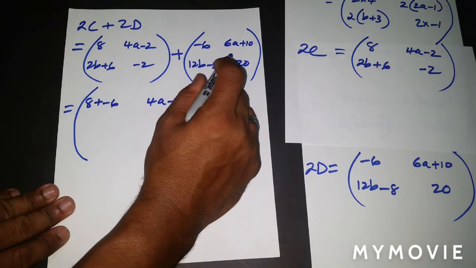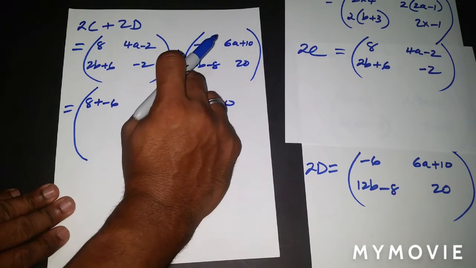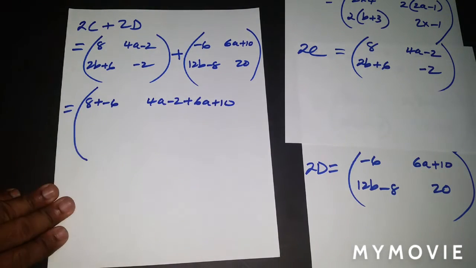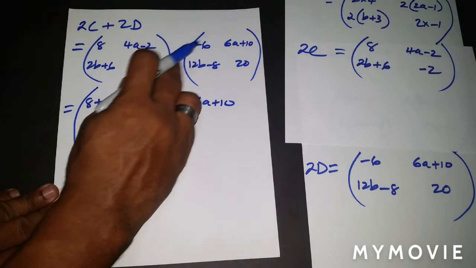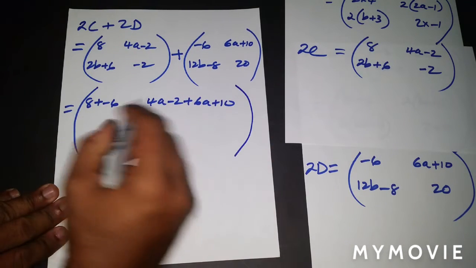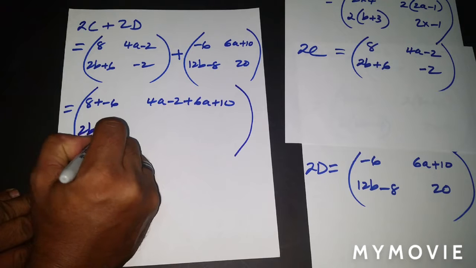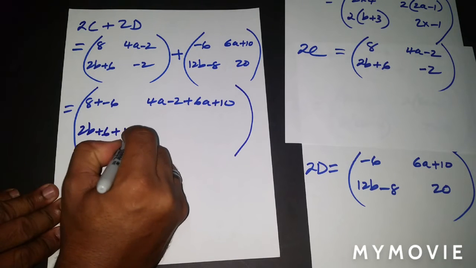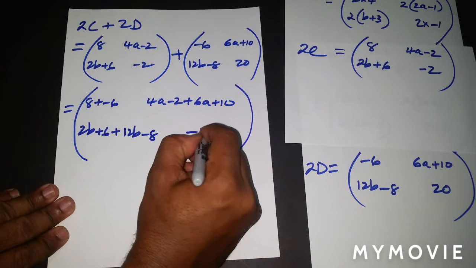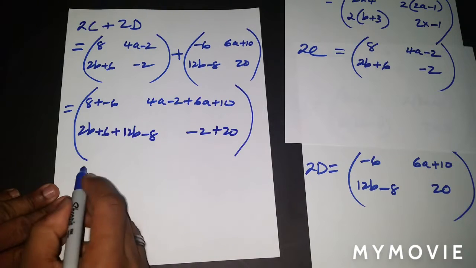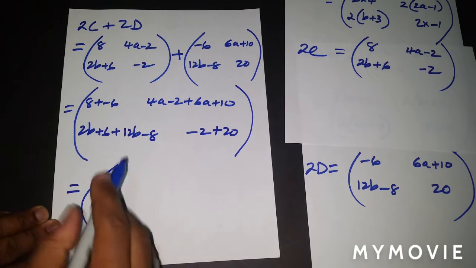So I really don't need to put the brackets here, but you definitely need to do it if it was subtraction, but it's addition. All right, so 4a minus 2 plus 6a plus 10, and of course 2b plus 6 plus 12b minus 8, and negative 2 plus 20. And again, we're just going to do the final answer here.